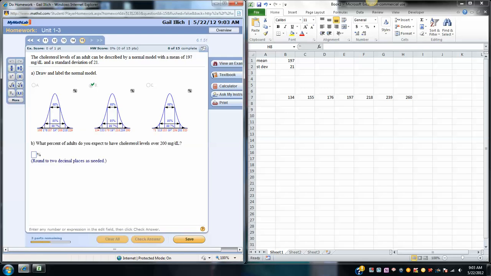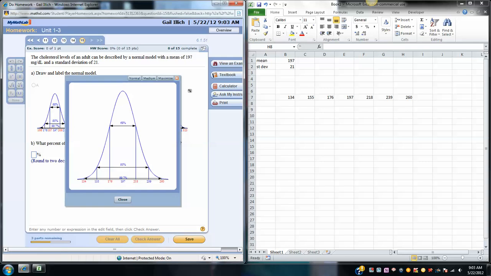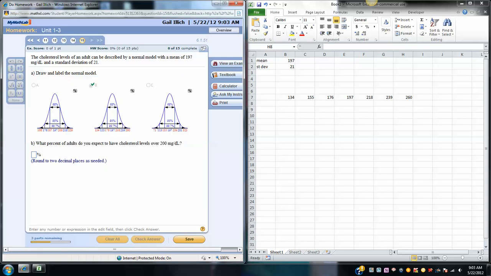Okay, and then continuing, it says, what percent of adults do you expect to have cholesterol level over 200? Well, 200 is not on this screen. It doesn't fall into the 68, 95, 99.7 rule, so I'm going to have to use the norm dist function.